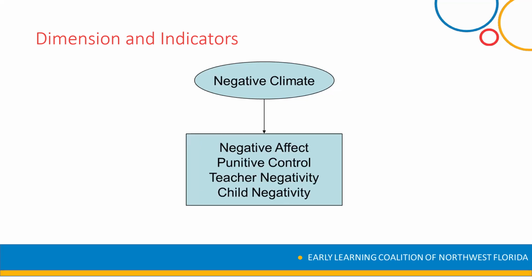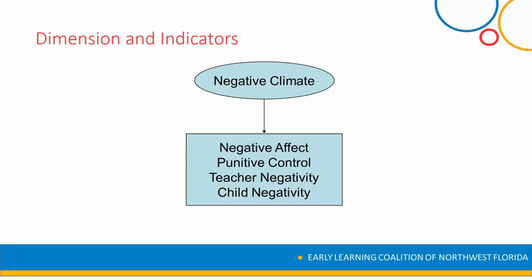Not going to spend a whole lot of time on negative climate. It's about negative affect, punitive control, teacher negativity, and child negativity. This is one we see very little of, thankfully. Most toddler teachers are learning to change their don'ts and stops and no's into positive statements. Instead of "don't climb on my table," change it around to saying we keep our feet on the floor and we use our table for eating at, or our feet need to stay on the floor so we stay safe.